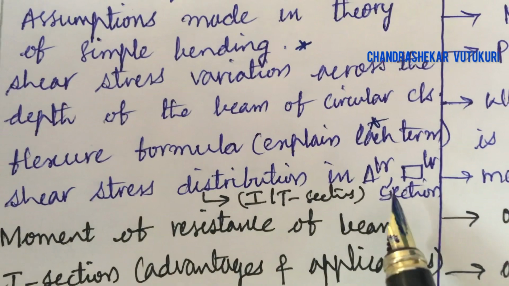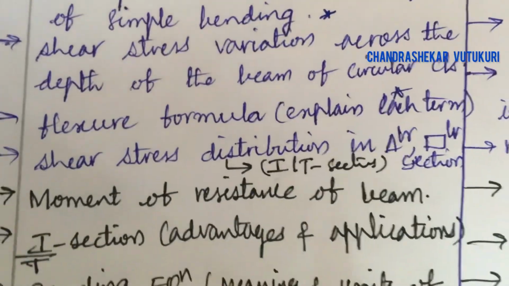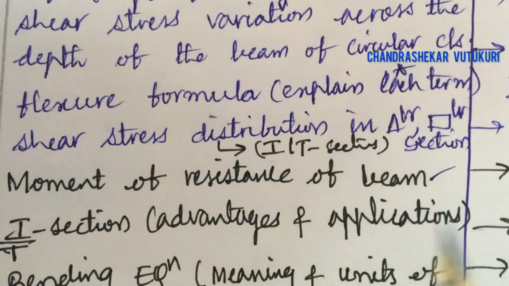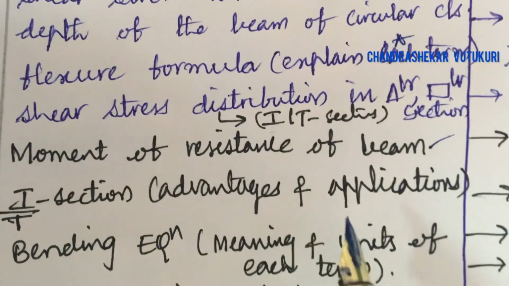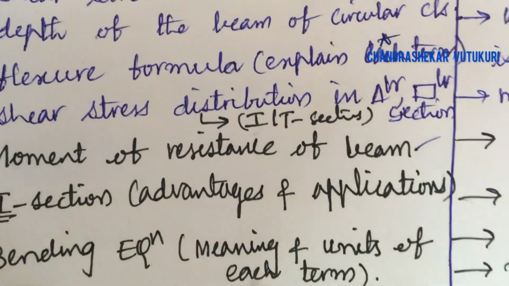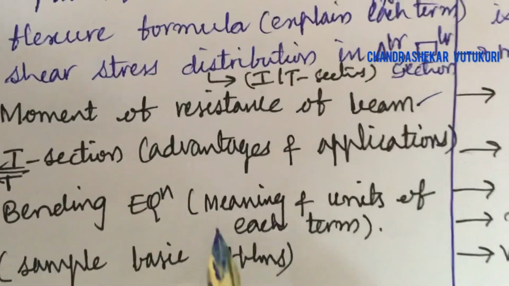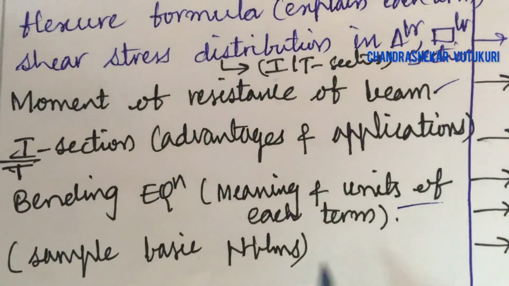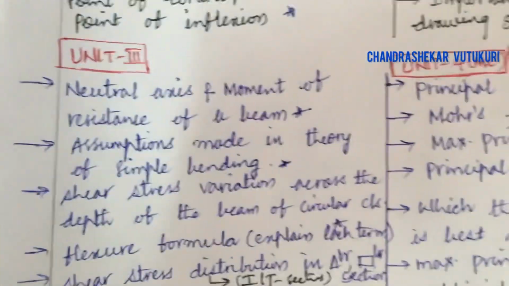Shear stress distribution in triangular, rectangular cross section as well as I section. A very short question: the moment of resistance of beam, I or T section, advantages and applications. Whichever the concepts you are working out, please be thorough with all the concepts so that you are able to work out the long as well as short questions. The bending moment equation as well as the units and the terms and the sample basic problems also will be covered from unit 3.